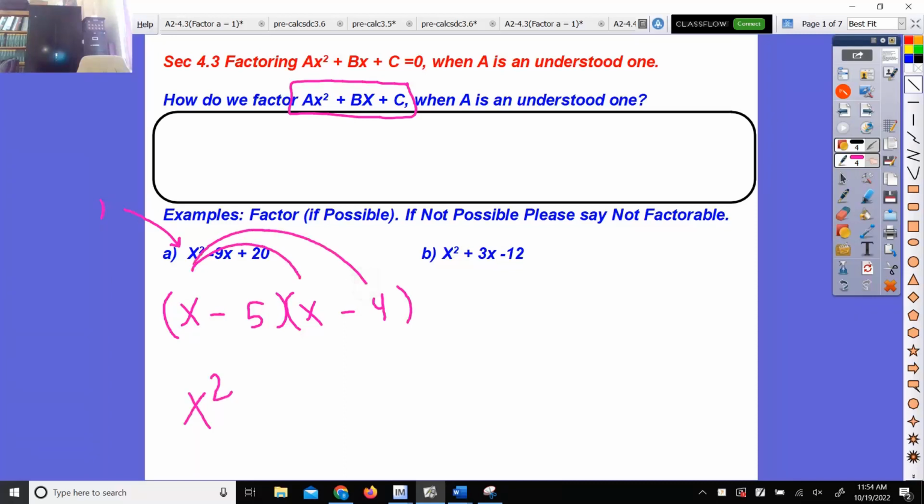X times x is your x squared. Do the outside, you take away 4x. Do the inside, take away 5x. If you do the last, you get plus 20.